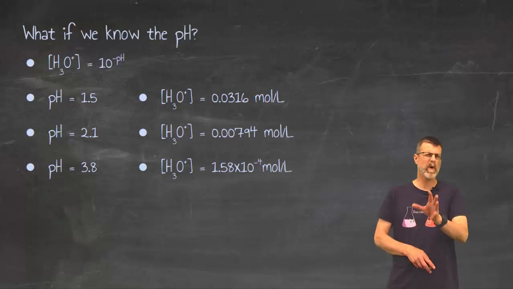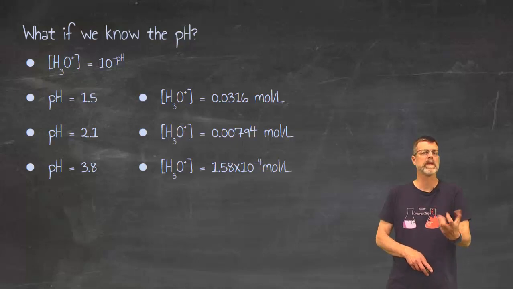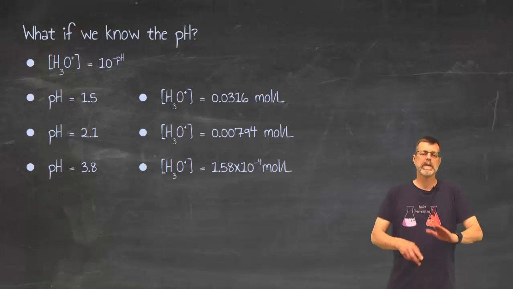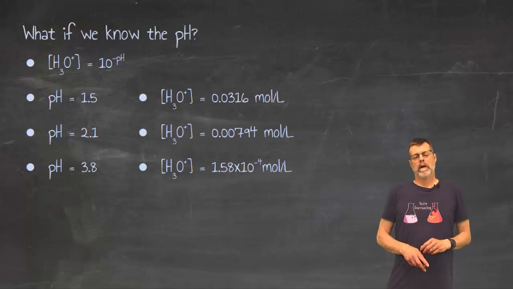Now, I want to point out that a pH of 1.5 feels really acidic, but a concentration of decimal 0.316 doesn't feel all that acidic. It's basically because it's 10 to the exponent, but also even a low concentration can be pretty acidic. Okay.